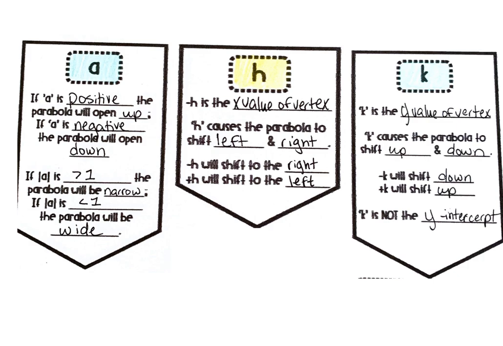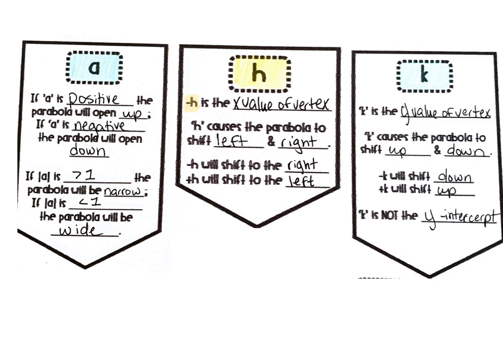Negative H is the X value of the vertex. Remember, your formula already has a minus in it, so you'll notice that this is a negative H. Negative H is the X value of the vertex. H causes the parabola to shift left and right. Negative H will shift it right. Positive H will shift it left.